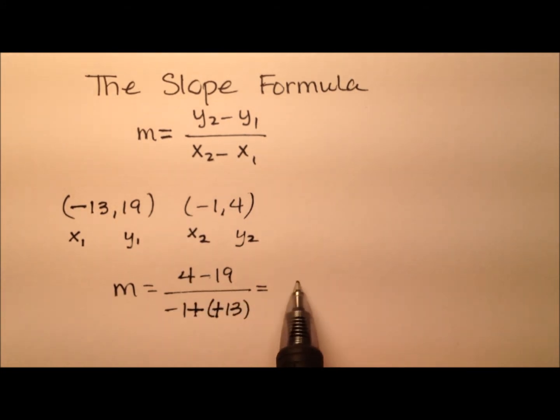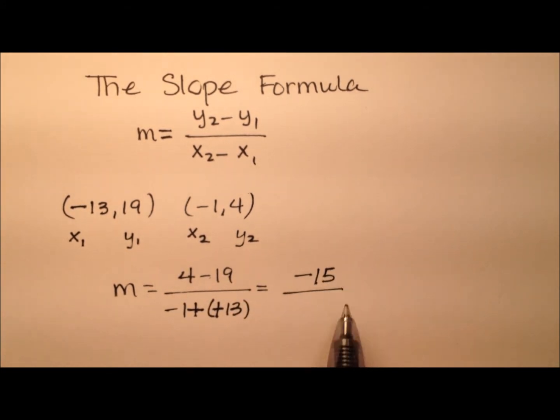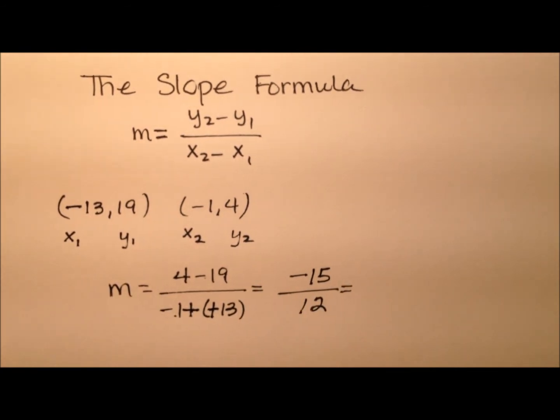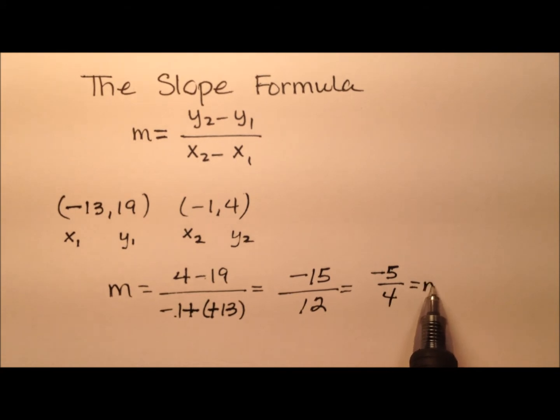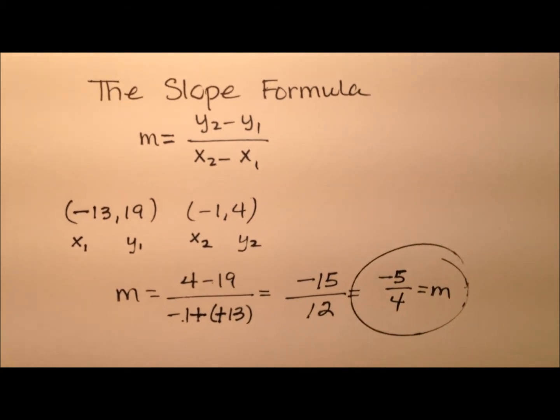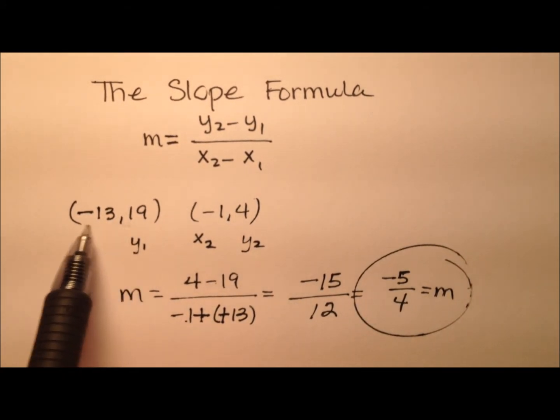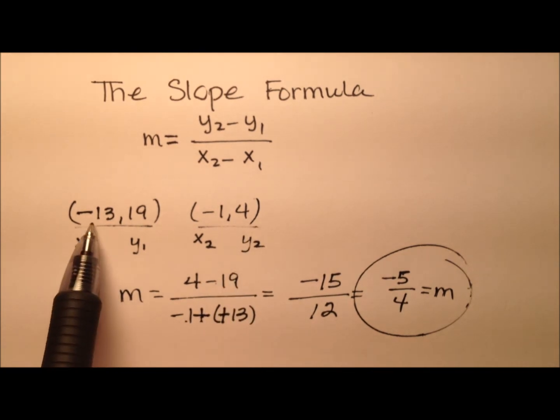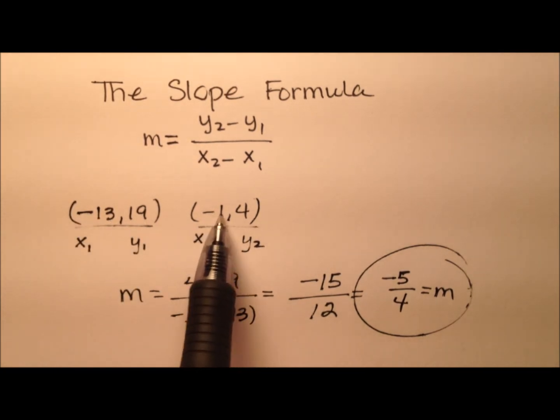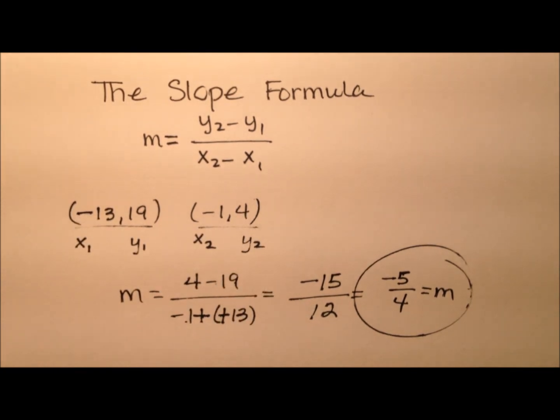So 4 minus 19 is negative 15, and then negative 1 plus 13 will be 12. And when I simplify this fraction, I can divide a 3 out of both. I'll end up with negative 5 over 4, and that will be my slope given these two initial ordered pairs, negative 13, 19 and negative 1, 4. And here's what a graph of that will look like.